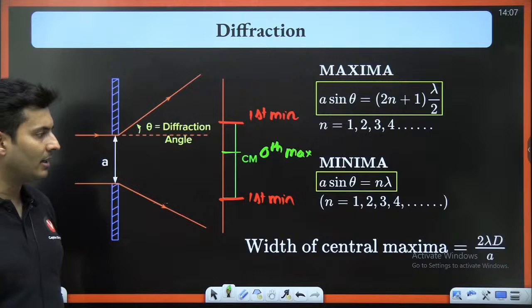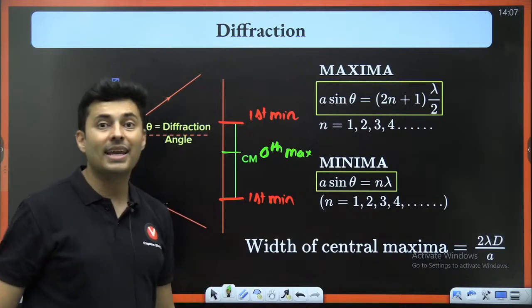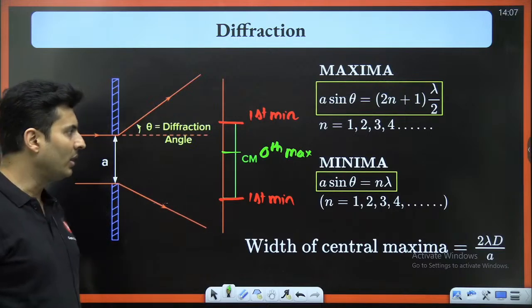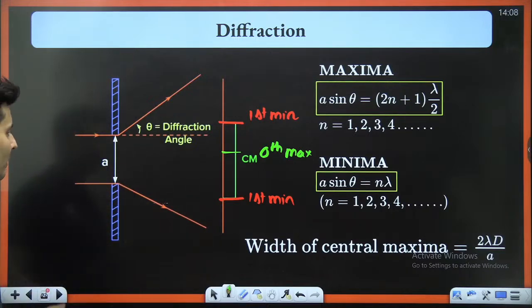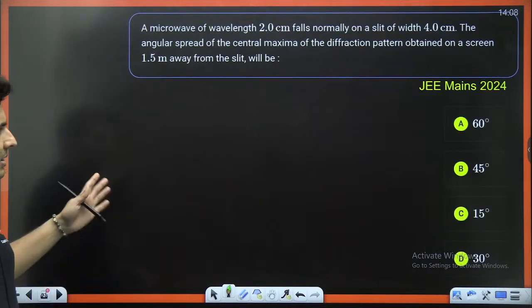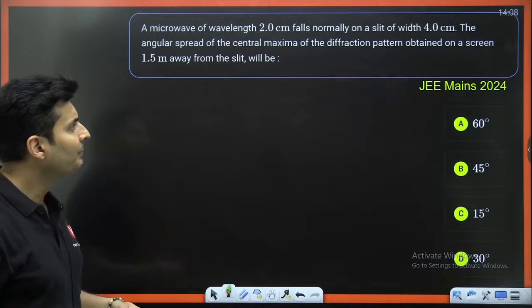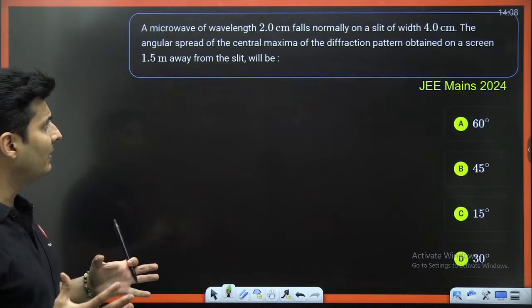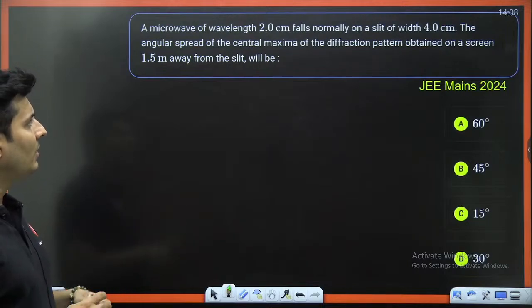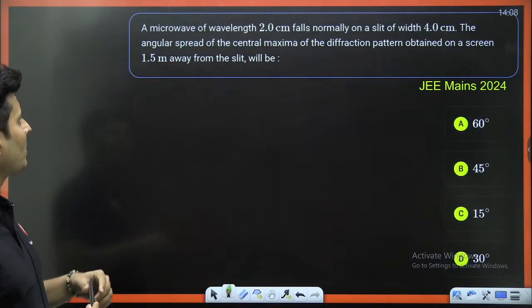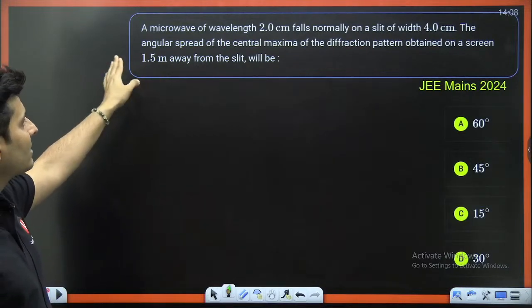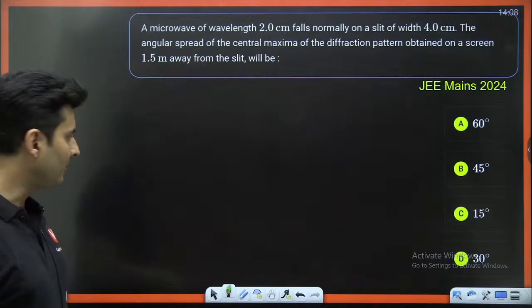The width of the central maxima is 2 lambda D by a. That is the width of the central maxima which you should be aware of. There are straightforward questions on this, like in 2024 there was a question: a microwave of certain wavelength falls normally on a slit. The angular spread of the central maxima of the diffraction pattern obtained on a screen is how many degrees, if the screen is 1.5 meters away?